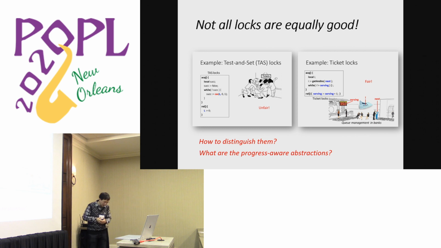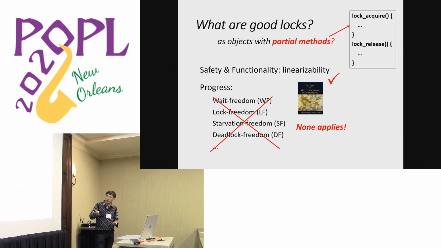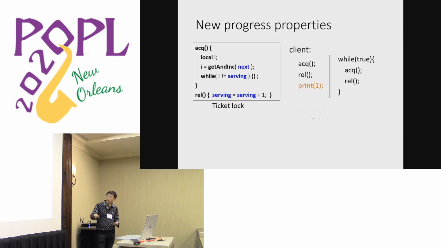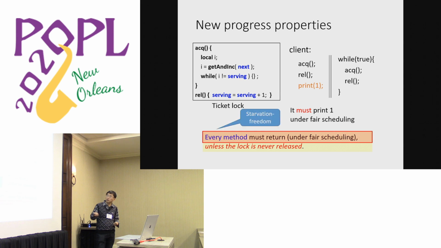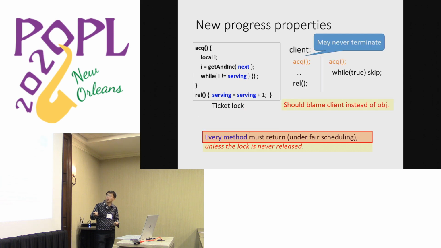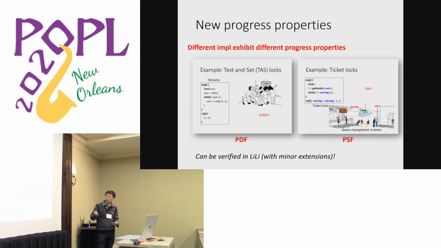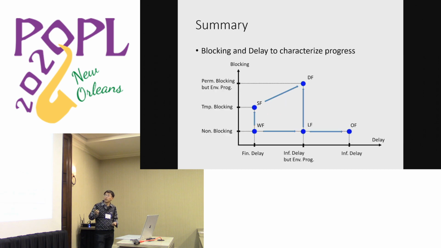So they imply different progress properties, and we need to propose different progress properties to specify the locks, and the properties have to be somewhat different from here. So, just skipping the detail, we have a relaxed version of progress for locks, which we call partial deadlock freedom and partial starvation freedom, for this different lock implementation.